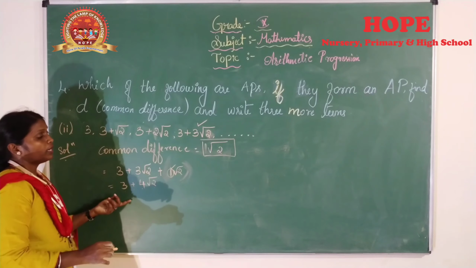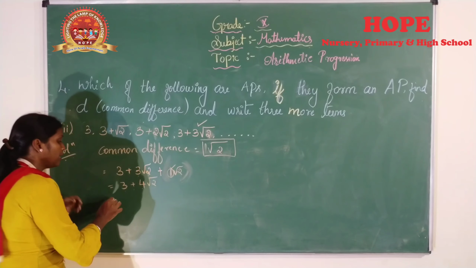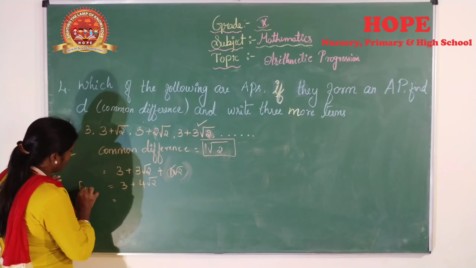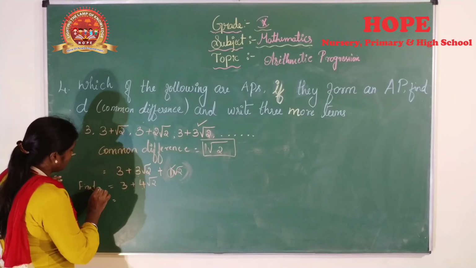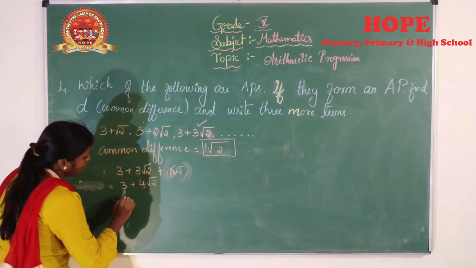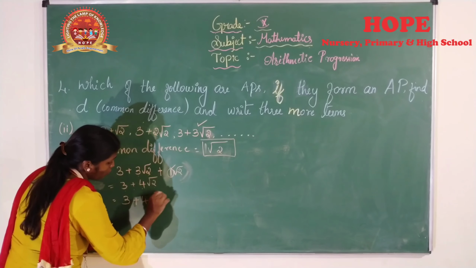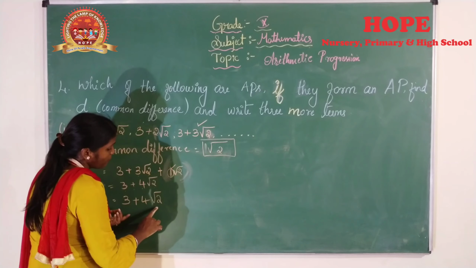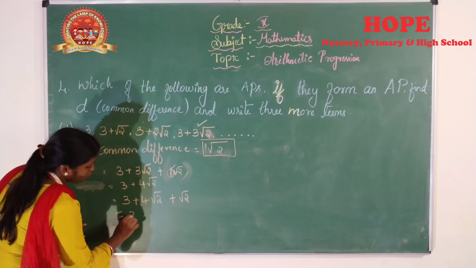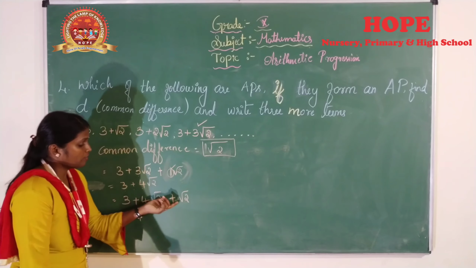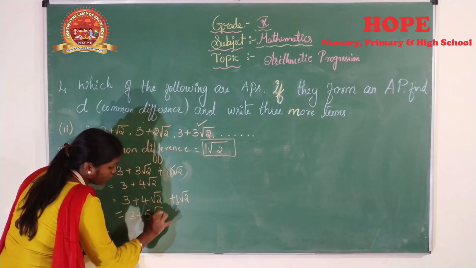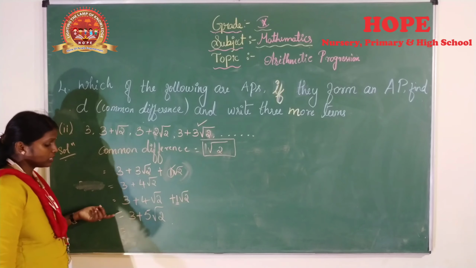This is the fifth term, and they have asked for 3 terms. The next term will be 3 plus 4 root 2. The sixth term will be 3 plus 4 root 2 plus root 2. If nothing is there, then there will be 1. So 4 plus 1 is 5 root 2. This will be the sixth term.